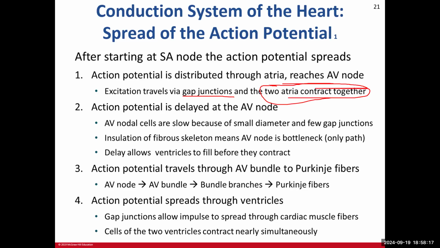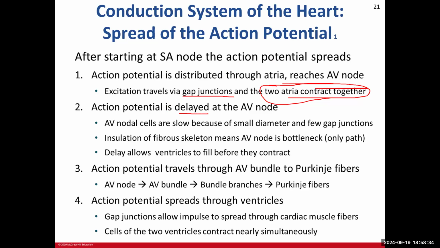Okay. So SA node discharges, depolarizes, it sends action potentials everywhere, and then those action potentials arrive here at the AV node. This is very important that you understand this. We want to slow things down at the AV node, right? By design.